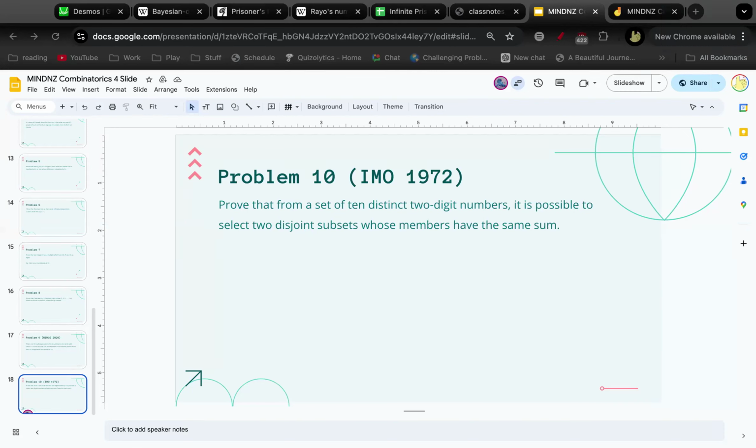Anyway, sorry. Does anyone have any ideas here on pigeons and pigeonholes? Yes, I love pigeons and pigeonholes. Yes.